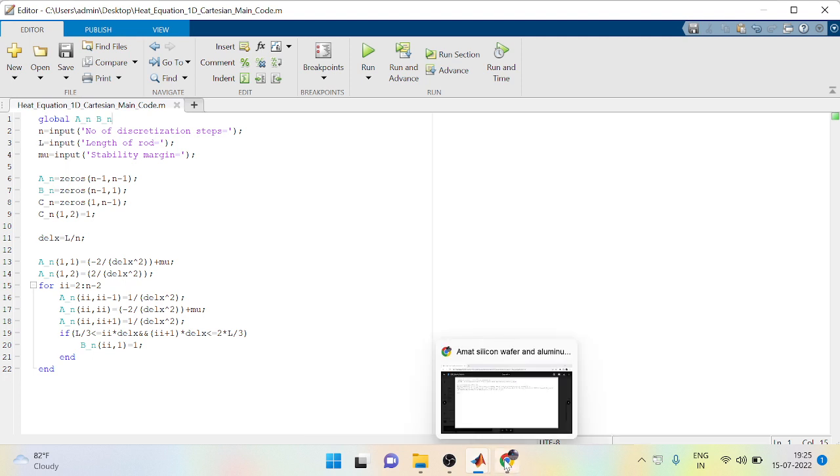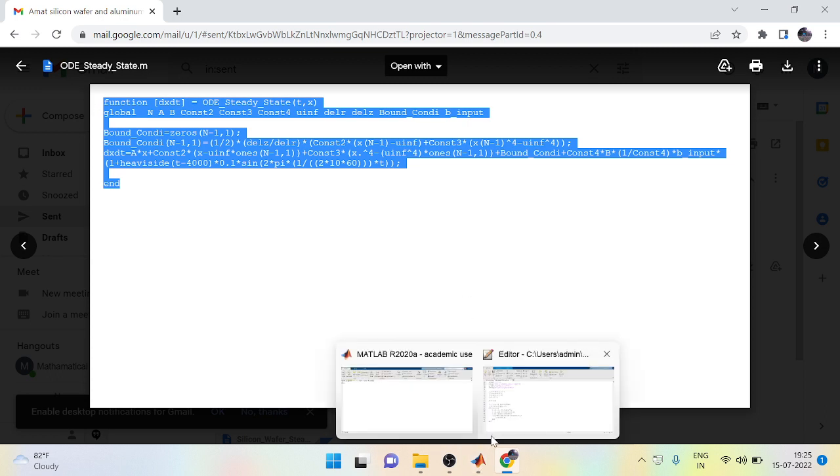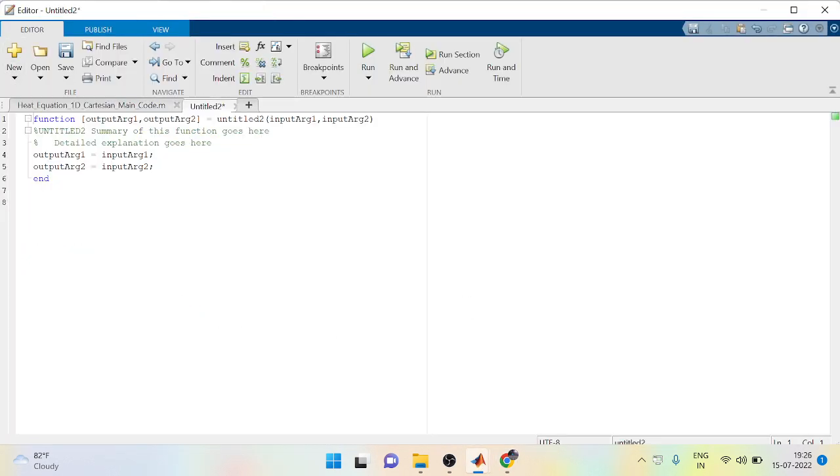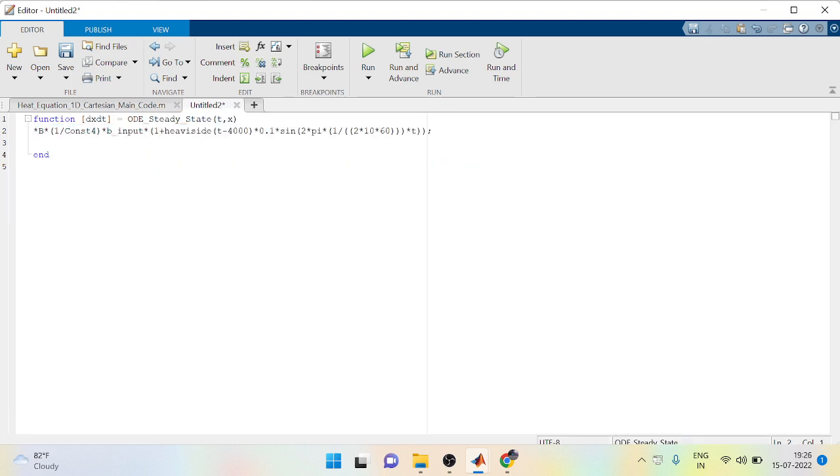Just copy this code. New function file, and we'll have this. Remove all this stuff, right? Global AN and BN. And what is dx dt? dx/dt equals A_n star x plus B_n. I'll just keep this for now. Okay.